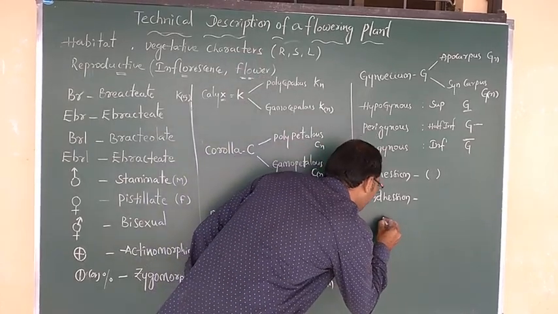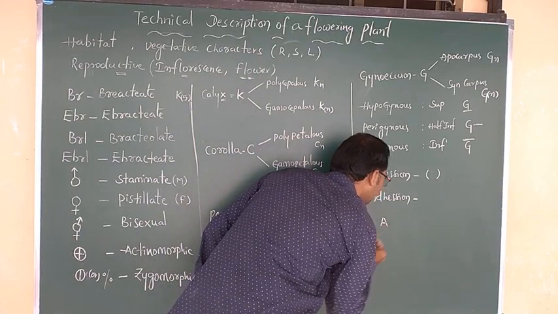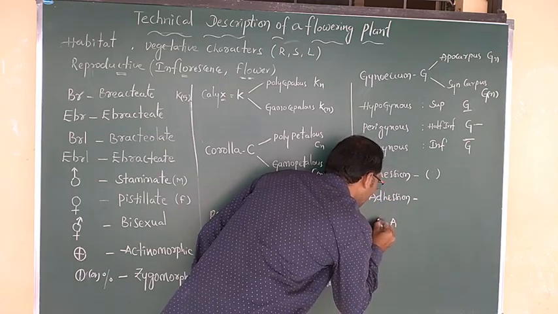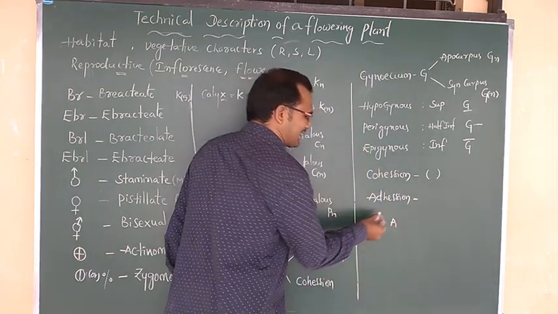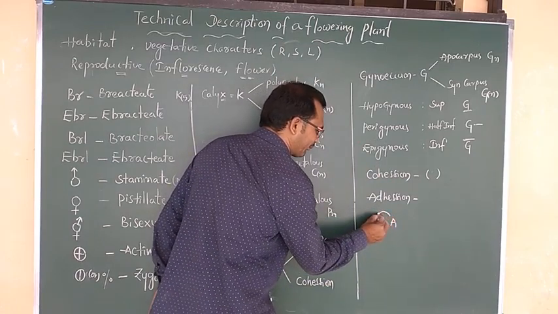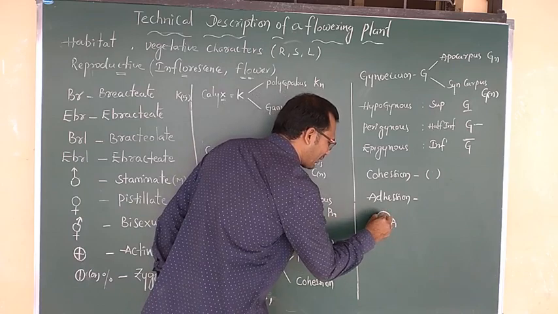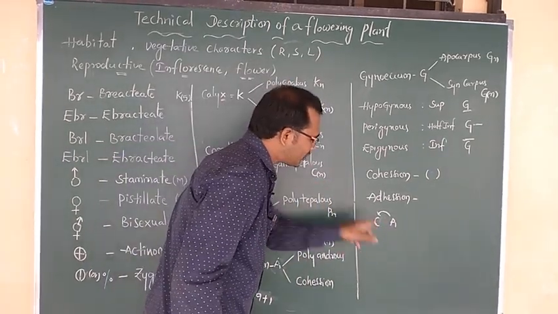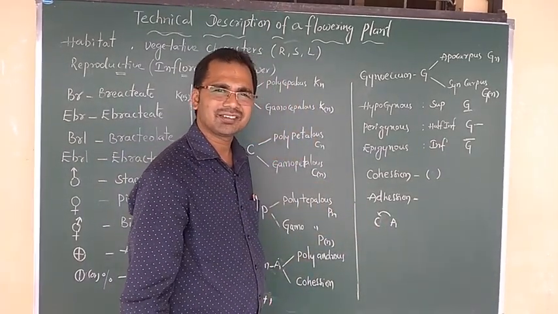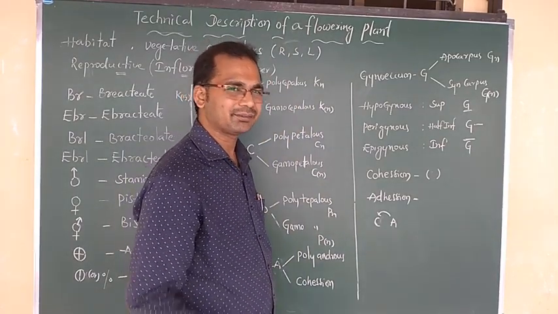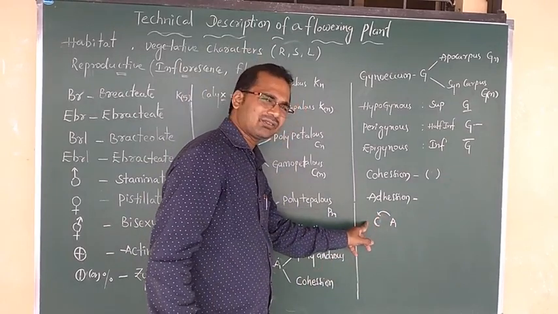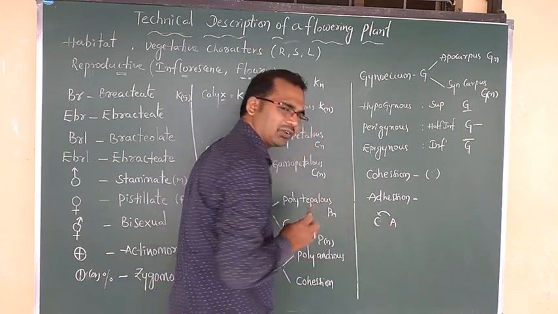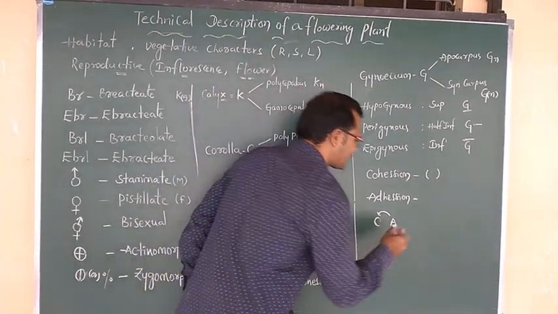Now the symbols: A for androecium, and for petals, C. Stamens are attached to the petals. Maybe keep it like this, or keep an arrow mark, no problem. Stamens are attached to the petals. What do you call it? Epipetalous. The symbol: A means androecium, stamens attached to the petals. What do you call that one? Epipetalous.